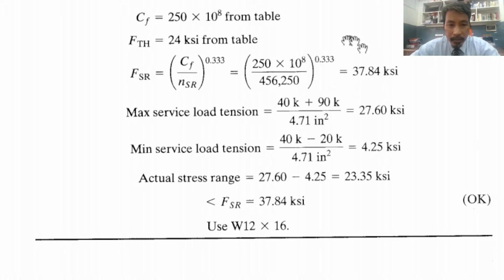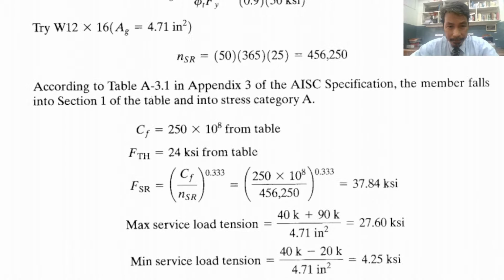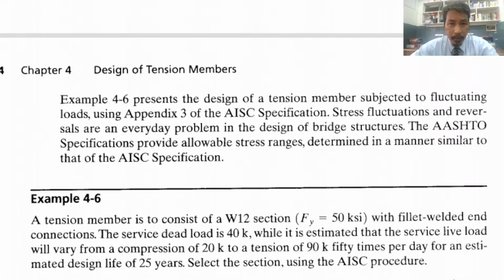And because of that, we have what? 37.84. Okay, so actual stress must be less than that. Of course, it is less, because 27.6 minus 4 is 23.35, so that is less than FSR. Okay, so what about minimum and maximum? Maximum service load, minimum service load. Those are from the formula.